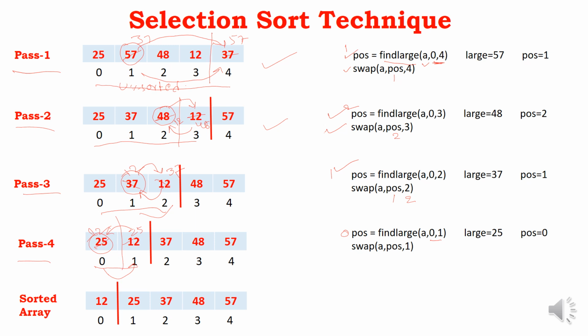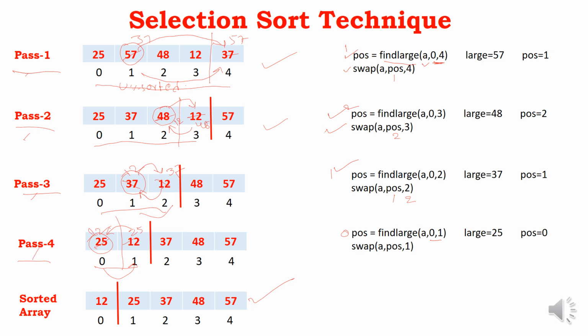Excluding 25, we repeat the procedure. But there is only one element. If there is only one element, it is already sorted. So finally, we have a sorted array: 12, 25, 37, 48, 57. So it took 4 passes. Pass 1, pass 2, pass 3, pass 4.